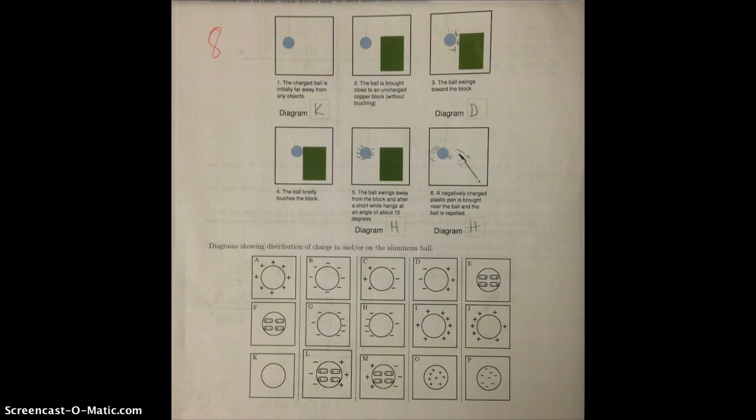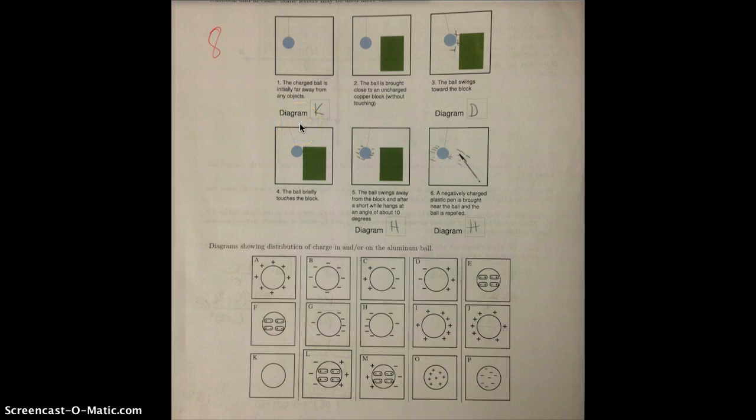For part A, there are 6 diagrams, and you are supposed to label 4 of the diagrams with the corresponding charge figure that matches it. So the reason I got at least part of this wrong is that in number one, it says the charged ball is initially far away from the objects as labeled here. And in not reading that, I put K, which signifies something neutral, when it should have been B.